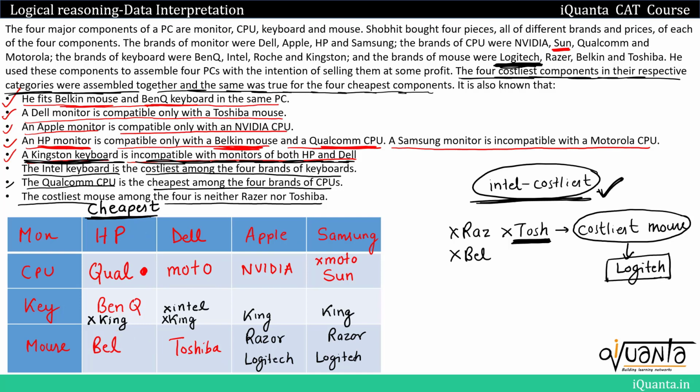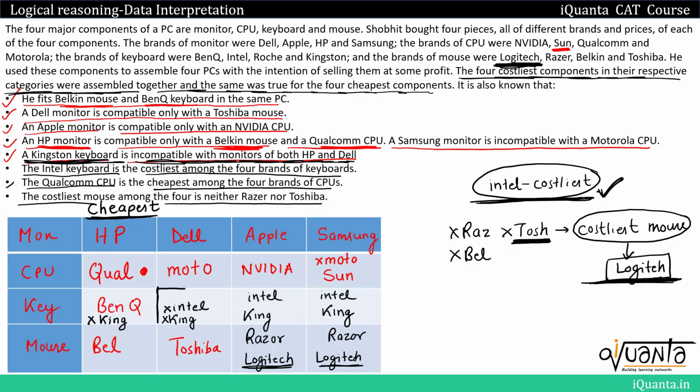We know that Intel is the costliest keyboard and Logitech is the costliest mouse. So wherever we have Logitech, we can also have Intel over there. We have Logitech over here and Logitech over here, so Intel can come over here also and over here also.